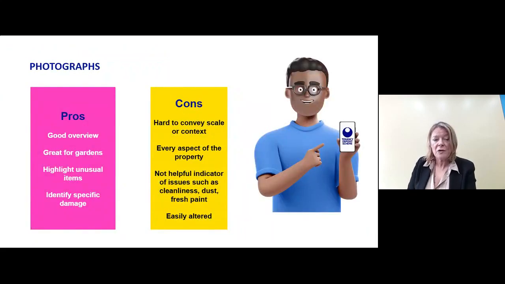Just very quickly, photographs, they can be good. As I said, they can provide a good overview, great for gardens. They can potentially highlight an unusual item, and they can identify specific damage, but it's hard to convey scale or context. You're not able to photograph every aspect of the property, and you would never be able to predict where the damage is going to occur at the end of the tenancy. To make sure that you've got the same photograph of that area at the start of the tenancy, you'd need the same angle, the same distance, the same lighting.